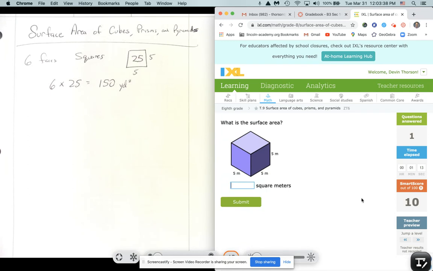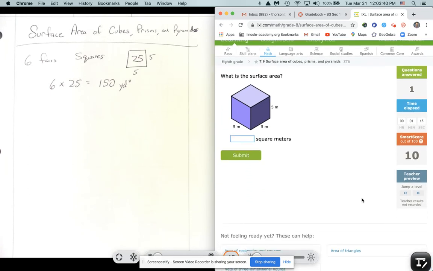We did great. This is another cube that's exactly the same as the last one, so I'm going to skip it.